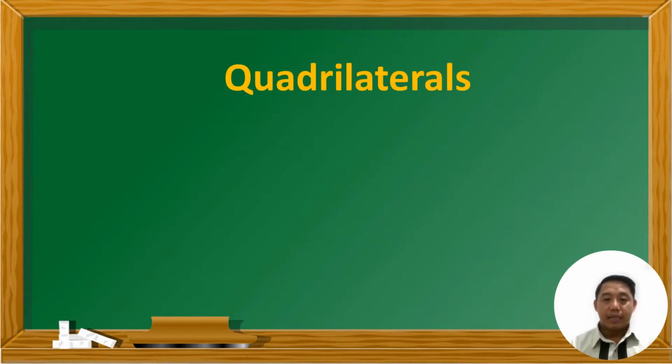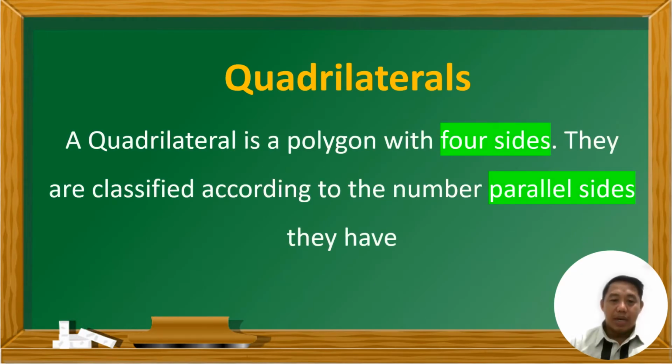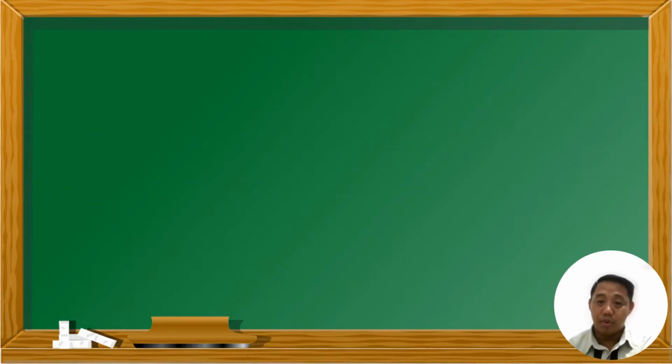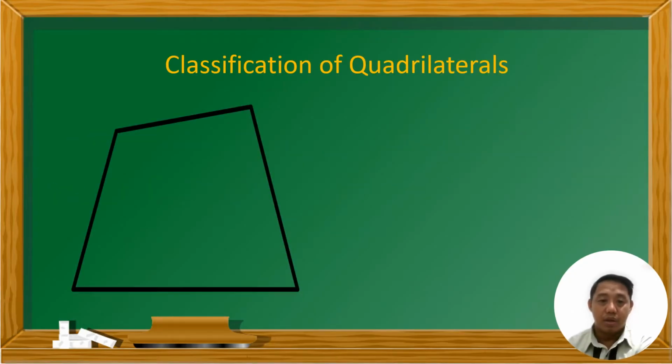Okay, so quadrilaterals. A quadrilateral is a polygon with four sides. They are classified according to the number of parallel sides they have. So any polygon that has four sides, any figure na may four sides, ang tawag natin dyan is a quadrilateral. Okay? Ano-ano yung mga quadrilateral natin? So first, let's classify kinds of quadrilaterals.